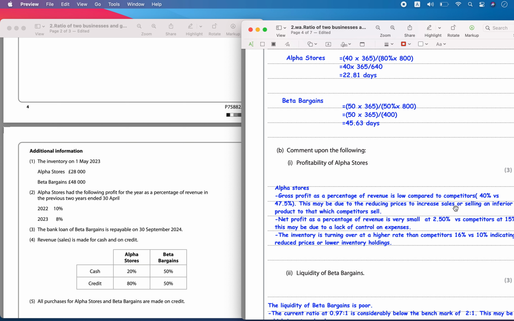This may be due to the selling prices, either Alpha is selling an inferior product or it is selling at a reduced rate. One of the reasons you have to identify. In the formula the revenue is quantity times the selling price, so the selling price may have decreased, or you have not sold enough quantity. One of the things you have to identify.